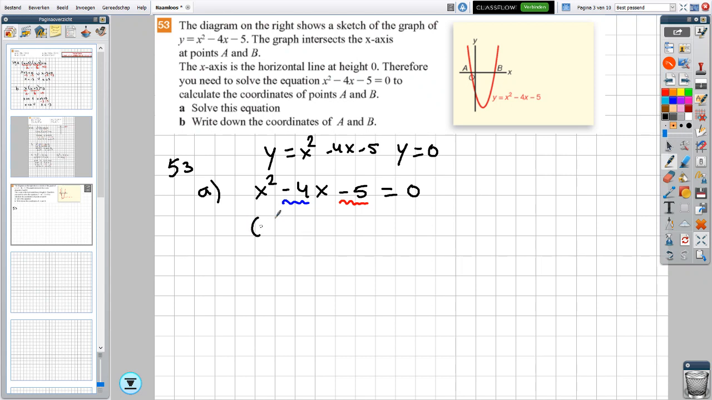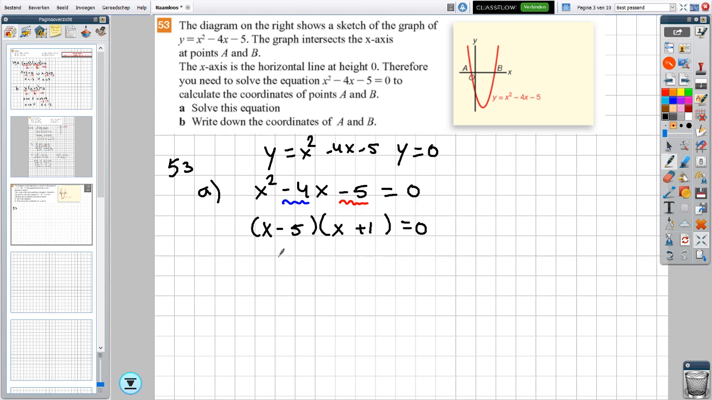Make a table if you want to. If you can do this mentally, then please do so. So we're going to rewrite it to this form. I think this is only going to be possible with the numbers minus 5 and plus 1. Minus 5 plus 1 is minus 4. Minus 5 times 1 is minus 5. This is going to be an equation of which there is a product on the left hand side. Something times something equals 0.